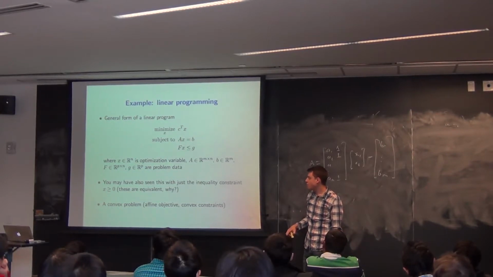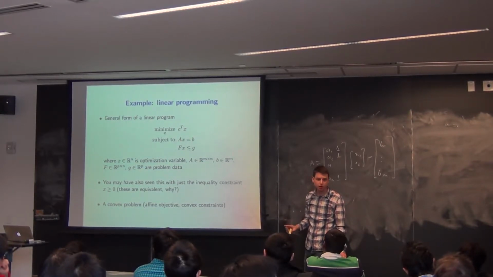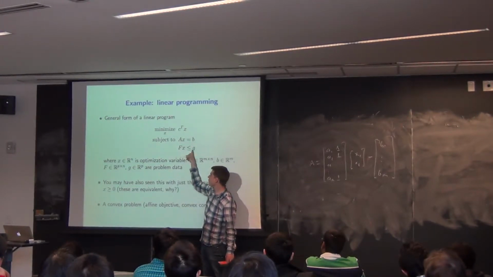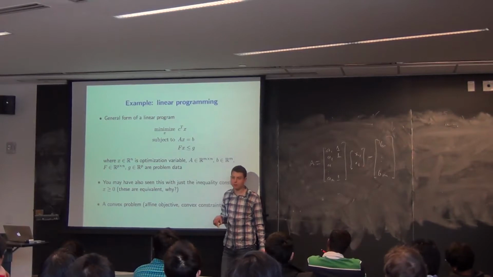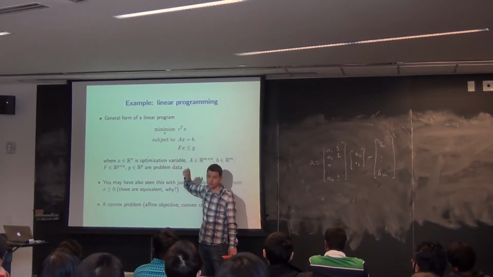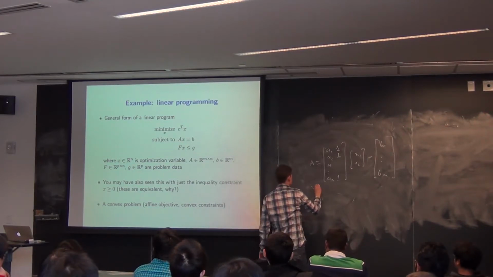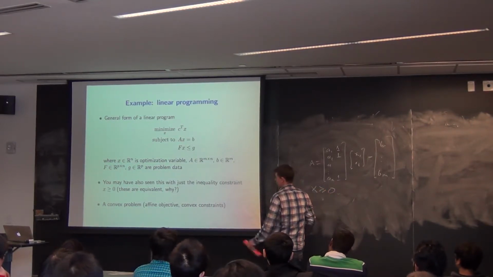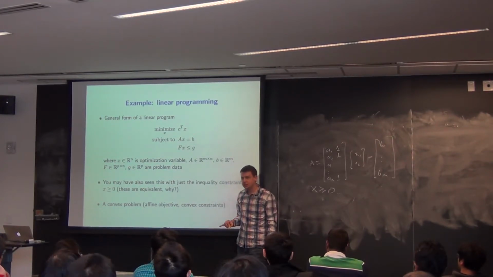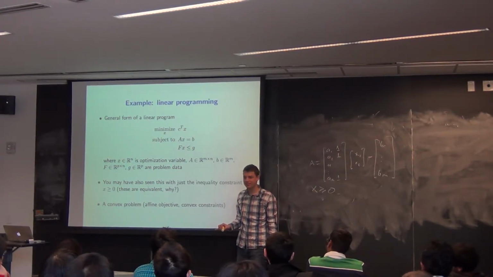One quick comment. You may have seen these same problems written with just x greater than or equal to 0, so without these complex linear inequalities, just with one linear inequality that says x is greater than or equal to 0 as the inequality term. It turns out those are actually equivalent. Can anyone guess why they might be equivalent? It's not obvious, and I'll drop that if no one chimes in quickly.